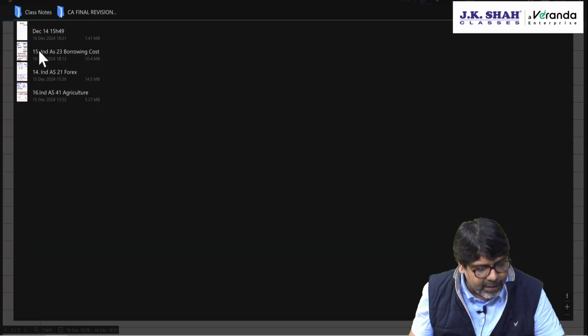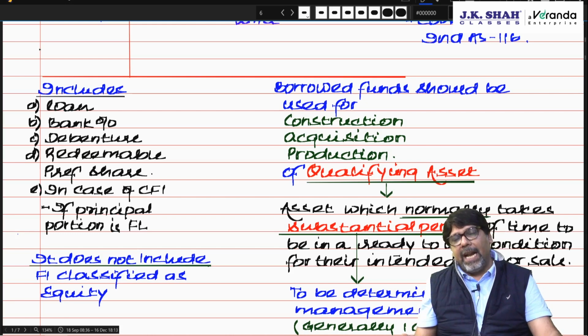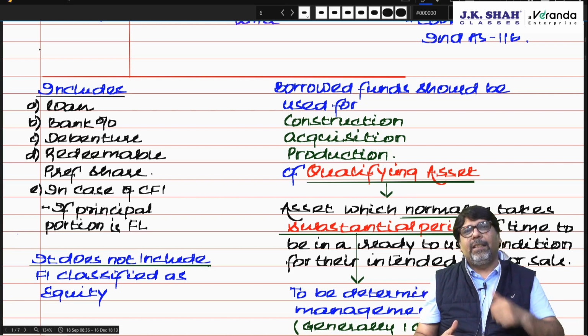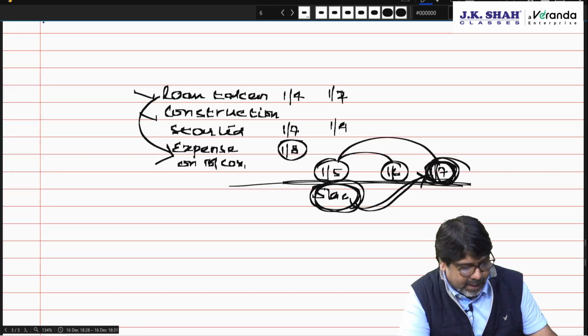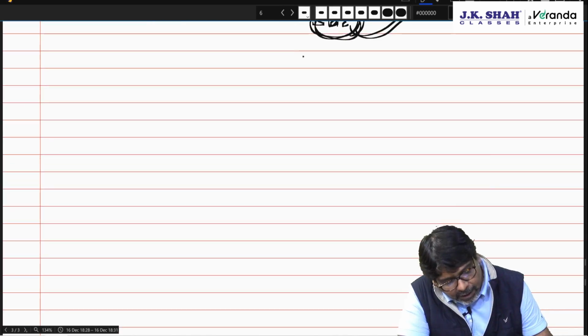Now the question arises, when would the cessation end? Obviously either the loan... let's think about the cessation period as well. Suppose your construction got over on 1st of July 1990.